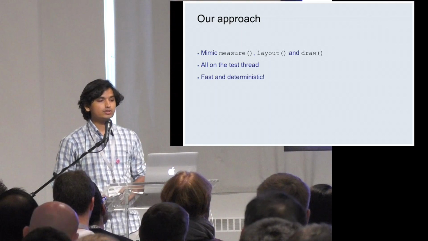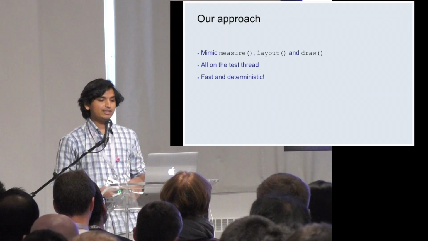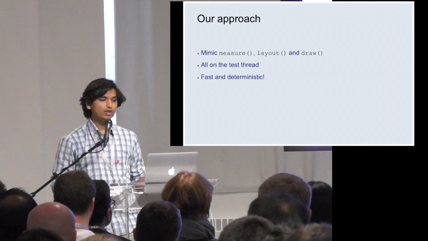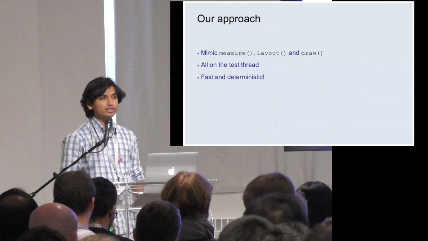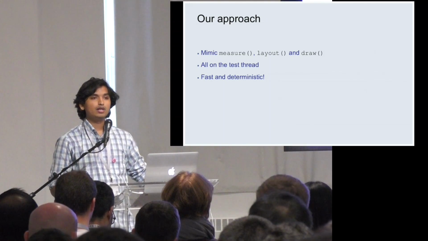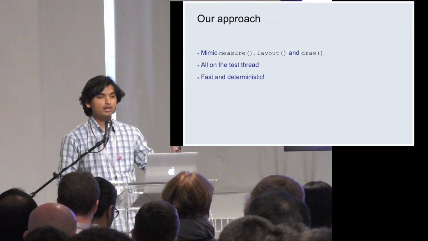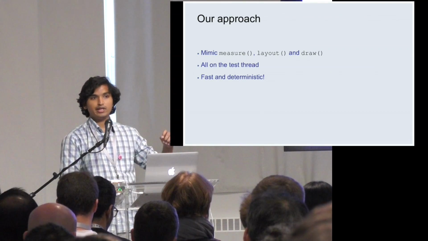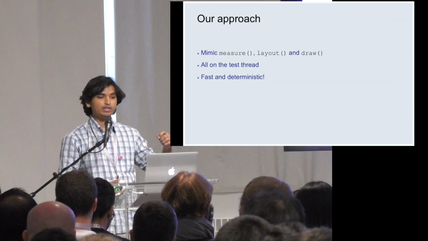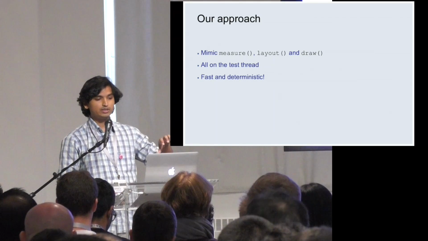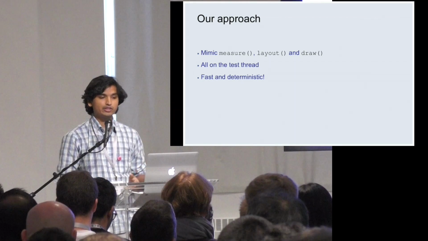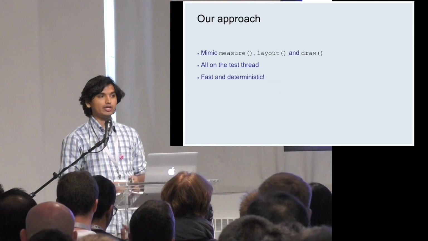So our approach to solving this is basically that we are going to mimic measure, layout, and draw. If you don't know measure, layout, draw, it's basically Android's way of converting a view hierarchy into something you see on the screen. If you have the view hierarchy, it first walks the hierarchy and measures every view. At this point, all the views have a height and width, and then it calls layout. At this point, every view has a position in its parent view, and finally, Android calls draw, which makes every view draw onto a canvas.